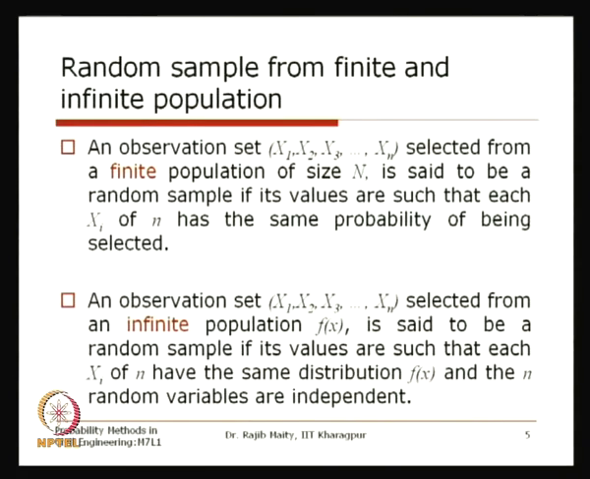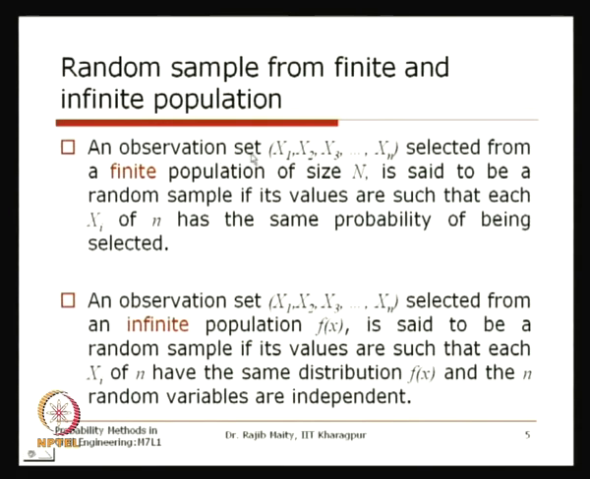Now, the random sample for finite and infinite populations. You know that there are certain cases where the population can be finite, or in other cases it can be infinite, or sometimes it can be countably infinite, even though obviously there is some maximum number. But we can also say that it is countably infinite. So in such cases, what should the random sample be? First we will take the case of the finite population.